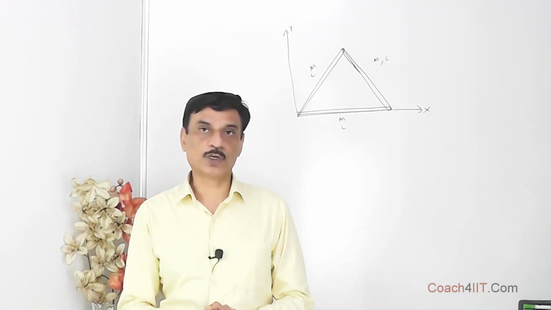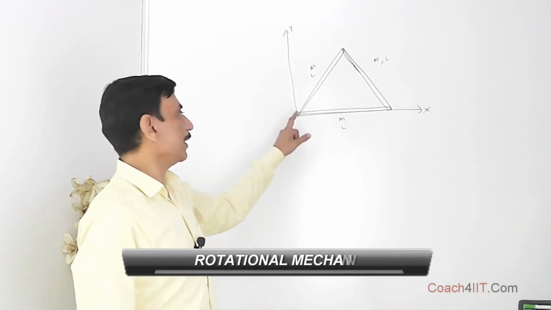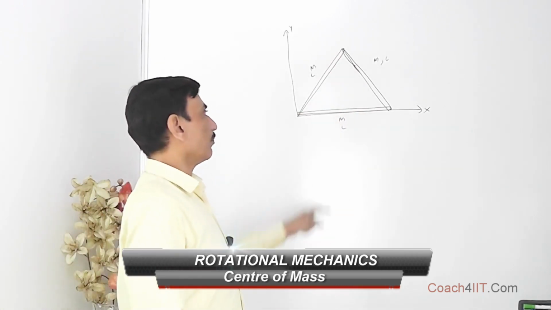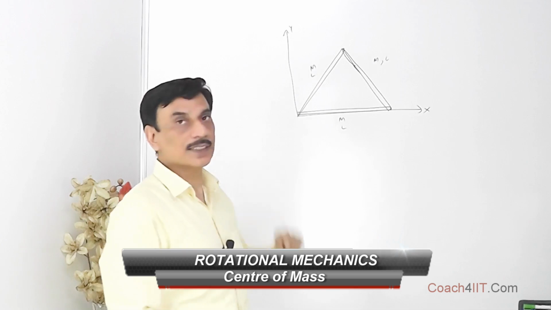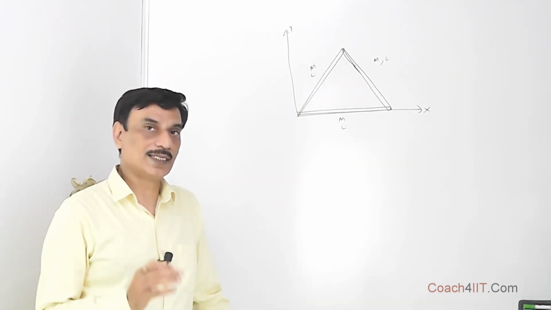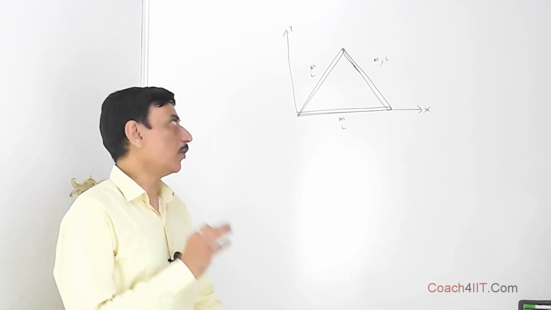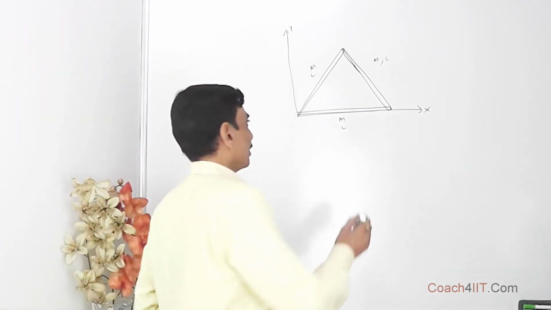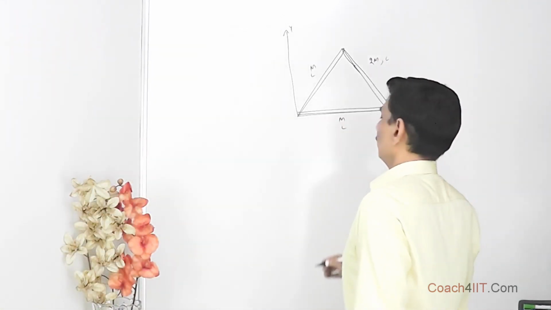We have a system of 3 rods which have been welded at their ends to make an equilateral triangle, and the mass of each rod is m and length is L, and the mass is uniformly distributed. We are asked where is the center of mass or center of gravity of this system of 3 rods. To make the thing slightly asymmetrical, let's take it as 2m instead of mass m.